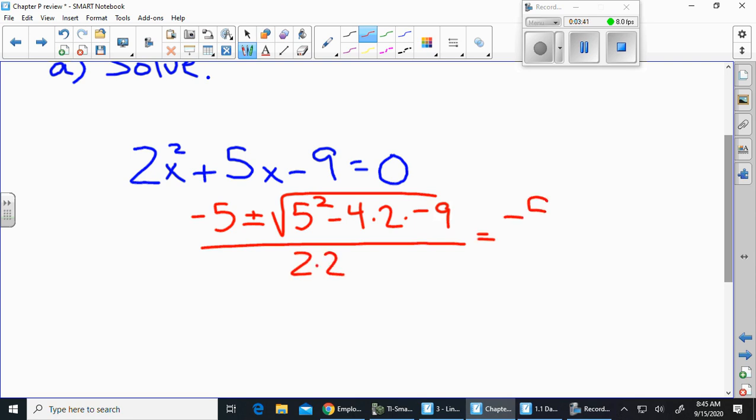So then do what's underneath that radical. You get out your calculator. Don't put in the radical. I don't want decimals. I want reduced radicals. So if I do 5 squared minus 4 times 2 times -9, I get 97. So that's the square root of 97 over 4. That does not reduce. I'm done. If it did reduce, reduce it.